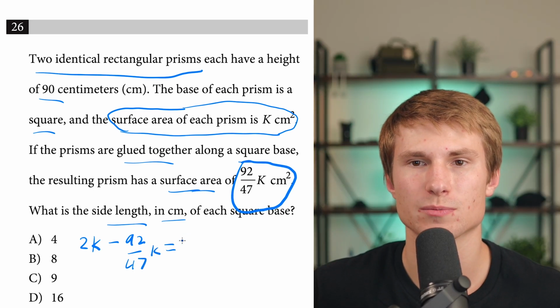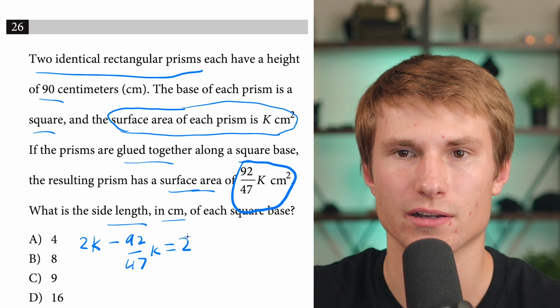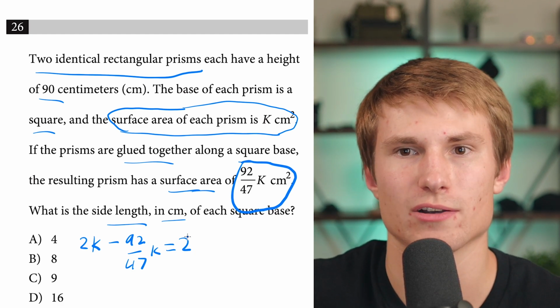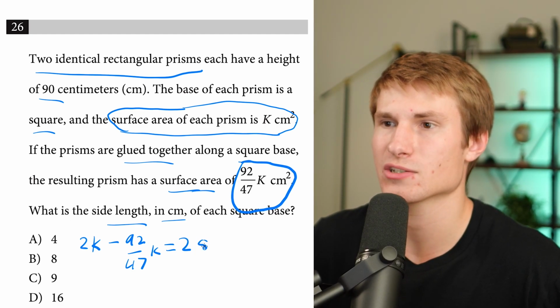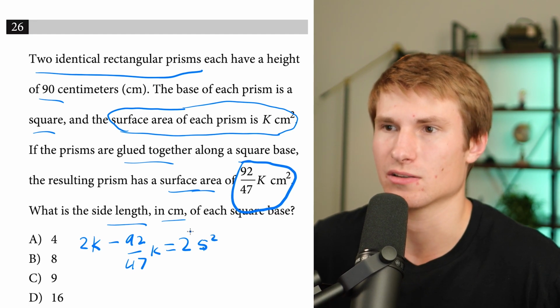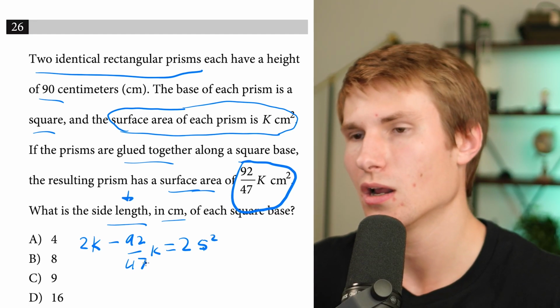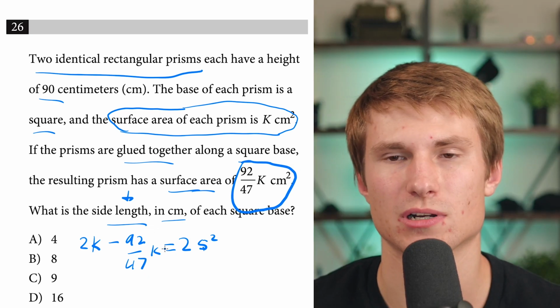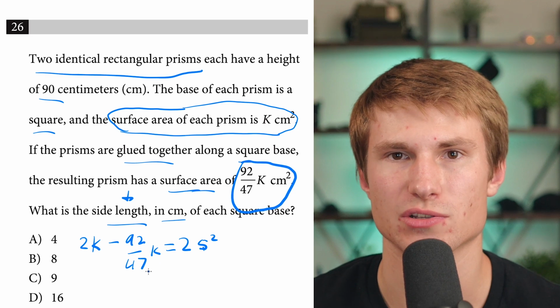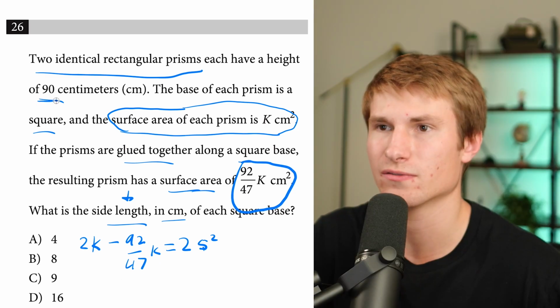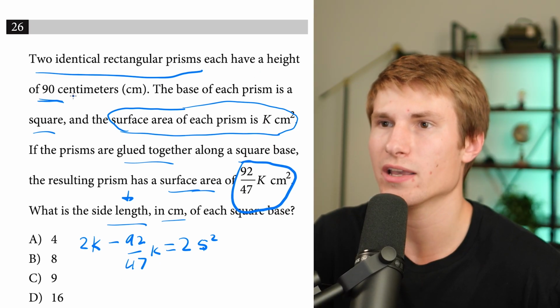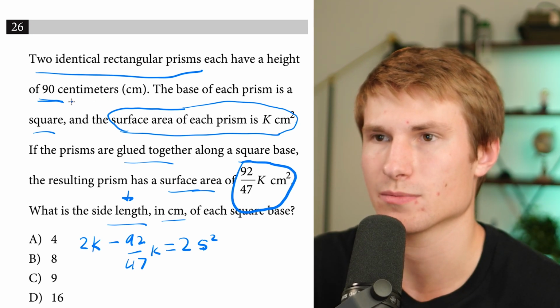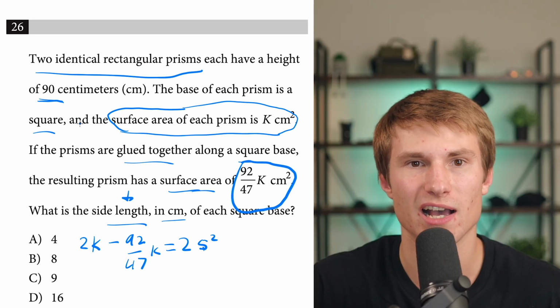Now, we know that that's ultimately going to equal 2 times the area of each of those squares. So that would be 2 times s squared, where s represents our side length of the square, which is what we want to solve for here. All right, so let's get a value for k here, because we're going to need a value of k to then plug into another equation. As far as what that other equation would be, let's find what that is. So we know that we have a height of 90 centimeters on the rectangular prisms, and we know that the side length is going to be s. We'll represent that as s.